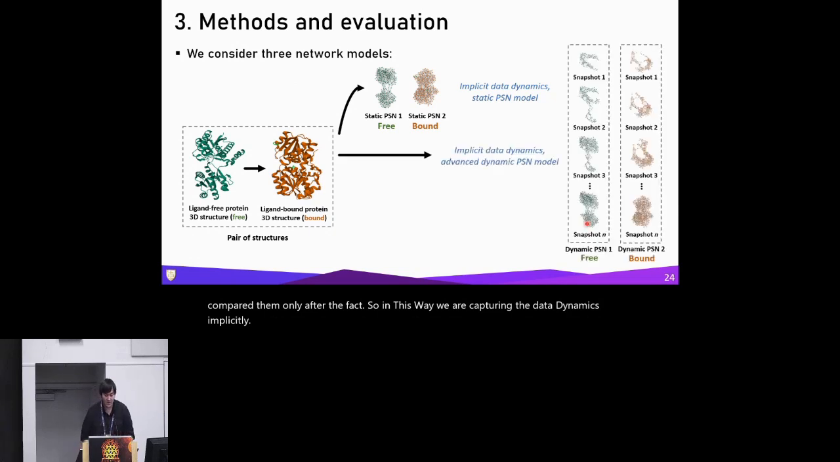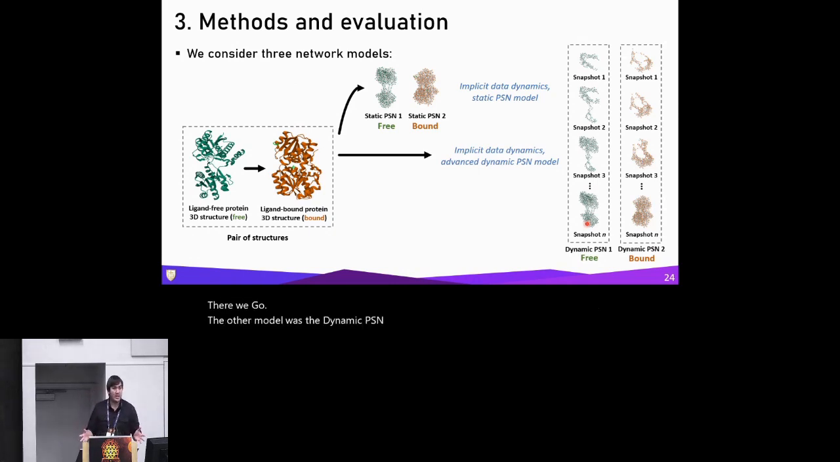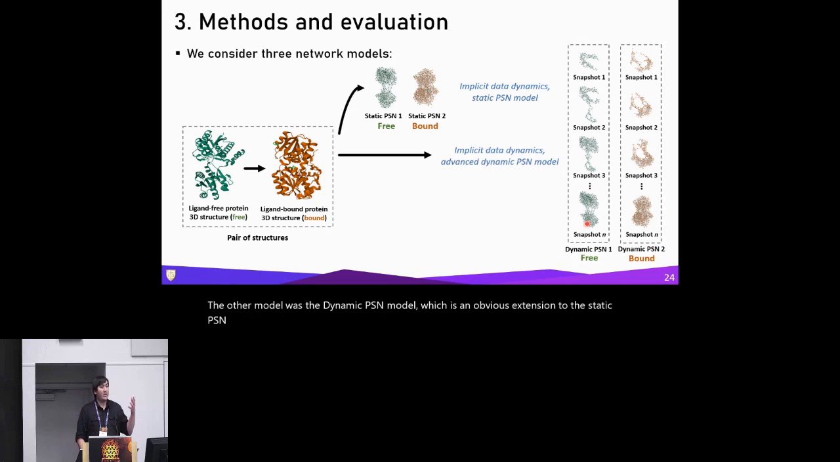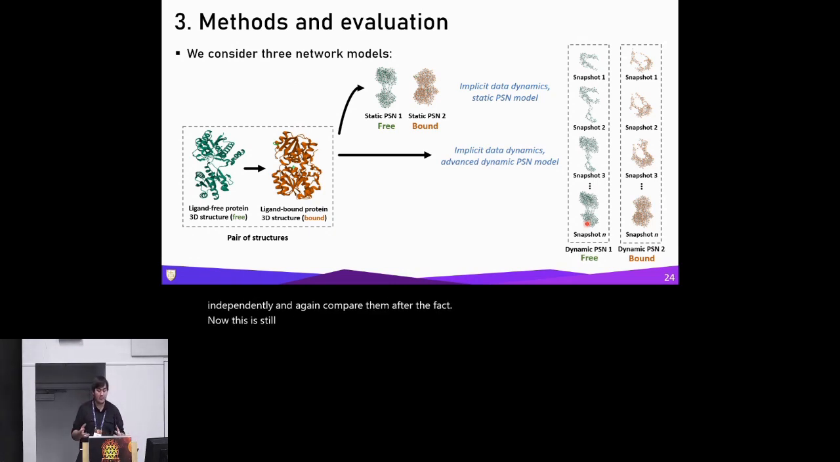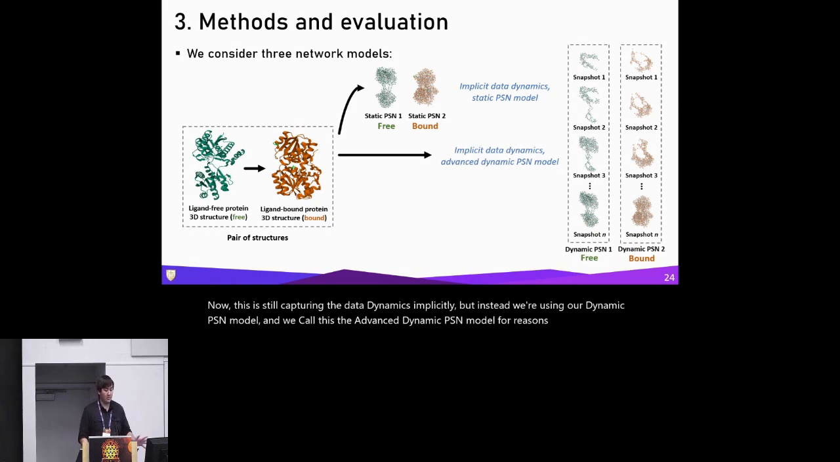There we go. The other model was the dynamic PSN model, which is an obvious extension to the static PSN model, where given a pair, we construct a dynamic PSN for the free structure and another dynamic PSN for the bound structure, and we extract features from each of the PSNs independently and again compare them after the fact. Now, this is still capturing the data dynamics implicitly, but instead we're using our dynamic PSN model. And we call this the advanced dynamic PSN model for reasons which I will explain very shortly.